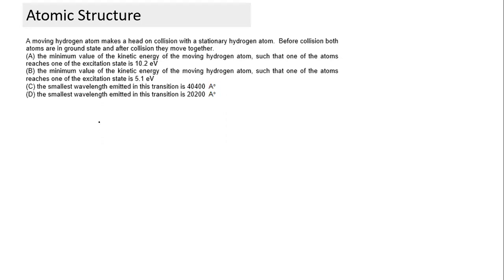What it says here, there's a moving hydrogen atom. There's one hydrogen atom, and there's another hydrogen atom. Moving hydrogen atom means one is at rest, one is moving with some velocity v, and it collides with a stationary hydrogen atom. Before collision, both atoms are in the ground state. After collision, they move together. If they move together, what kind of collision is it?